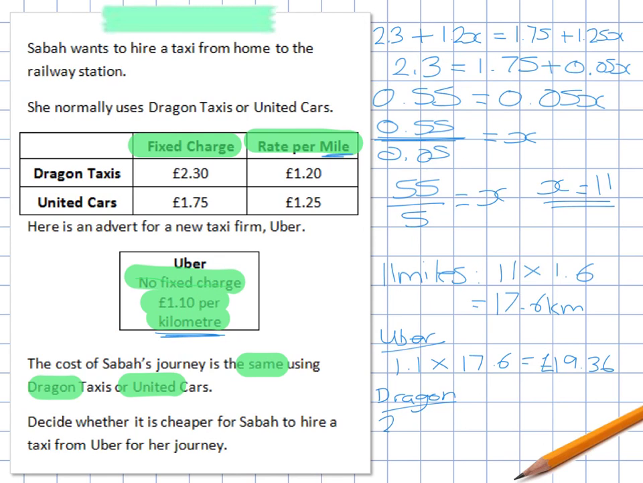So Dragon is 2.3 plus 1.2 times 11. It's going to give me £15.50. So I can see here that Dragon is actually going to be a lot cheaper for my journey than Uber was. So I am going to select Dragon. So the answer to the question, decide whether it's cheaper for her to hire a taxi from Uber for her journey, is going to be no, it is not cheaper.